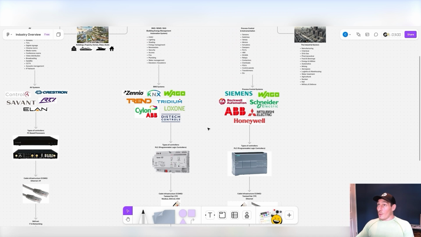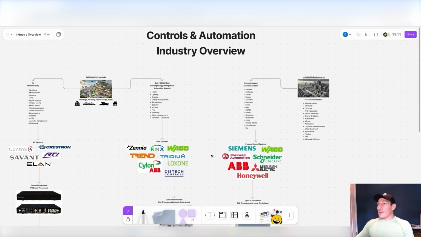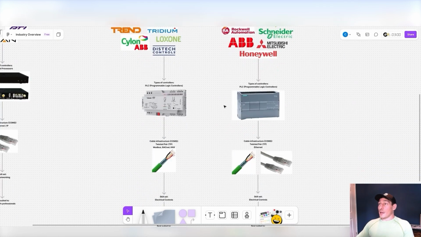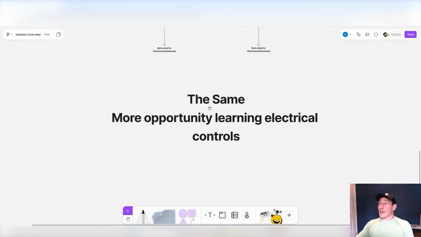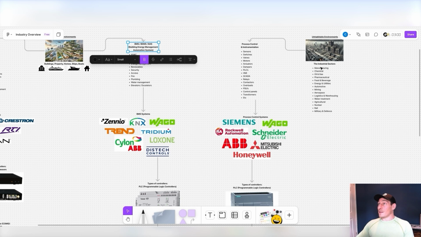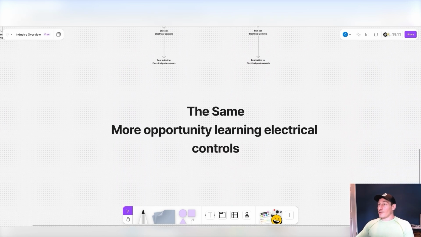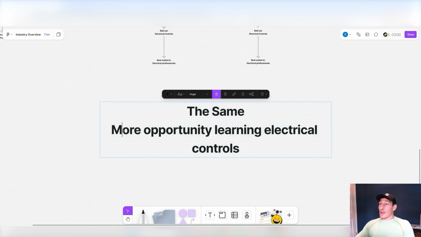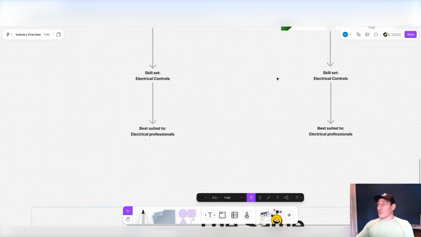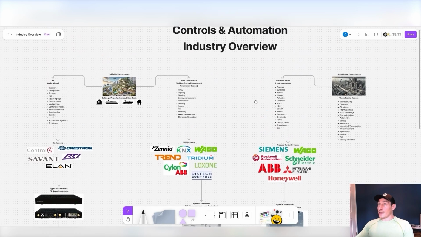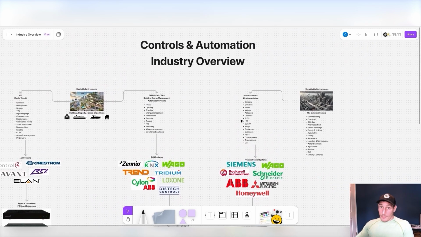So look, if you're electrical bias, more interested in electrical, this is the route to go. Hopefully I've made a good case for that. These are the same industries. BMS and industrial controls are the same industries, same sectors, huge amounts of overlap. And if you want to pick an industry, a skill set that's going to give you an abundance of opportunity, learn electrical controls. Learn the skill set, electrical controls, because everything in these industries builds upon that fundamental understanding.